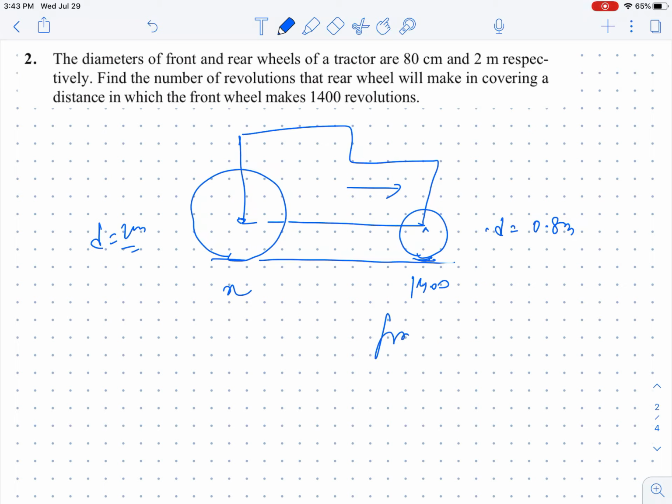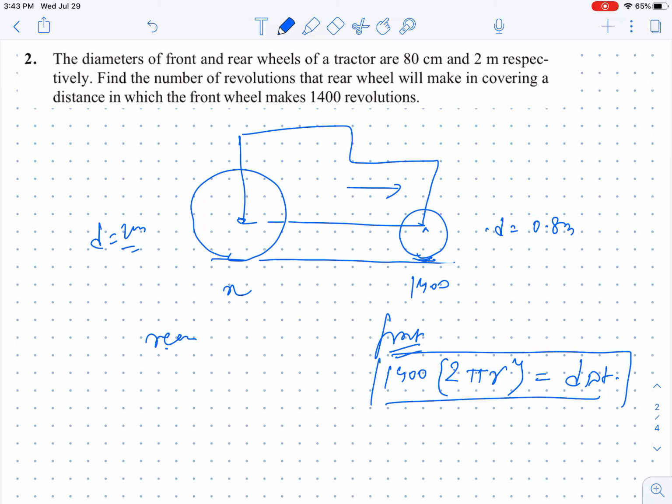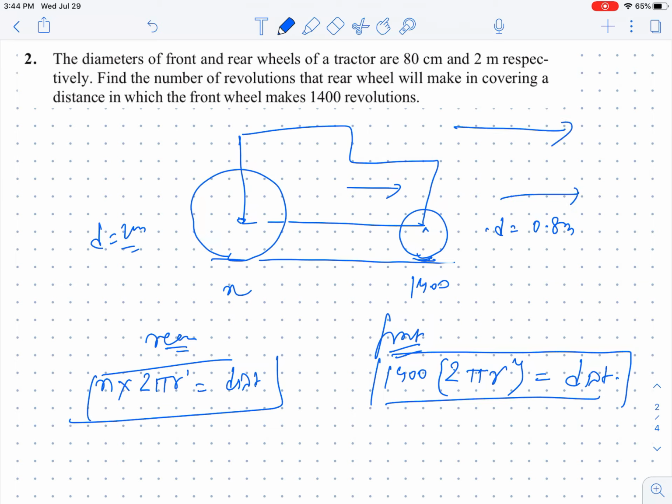Now see, for the front wheel, the total distance covered in one round is 2 pi r, number of revolutions is 1400, so the total distance covered by the front wheel is 2 pi r into 1400. Now for the rear wheel, the number of turns rotated is n, and in one rotation the distance covered is 2 pi r prime. Now see, if the tractor is moving in this direction, the distance covered by both wheels must be equal.